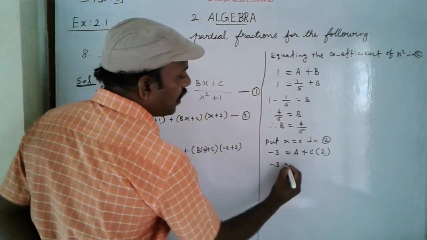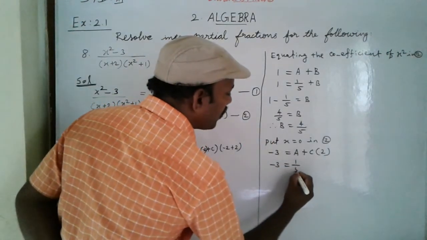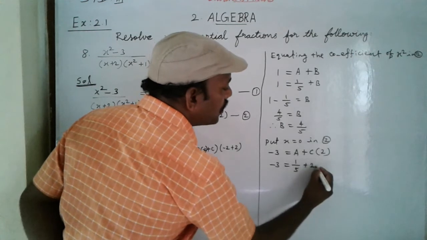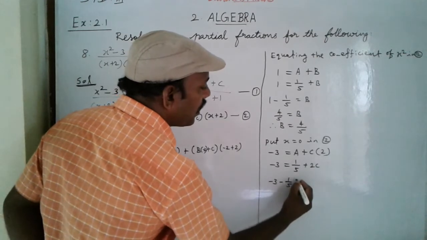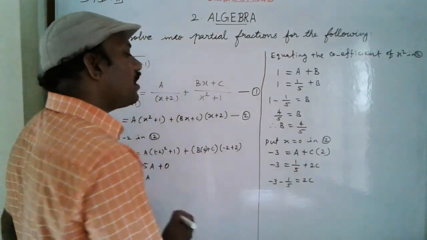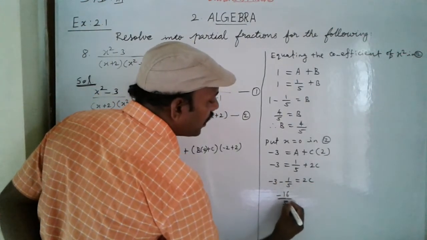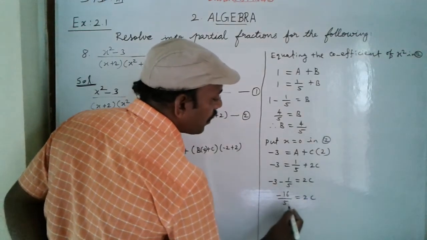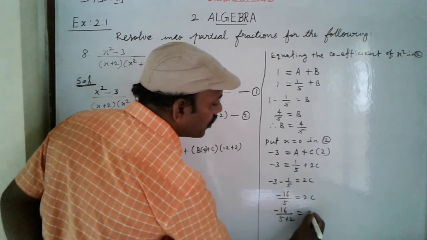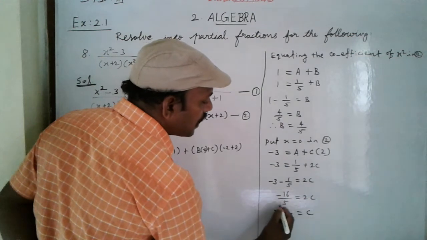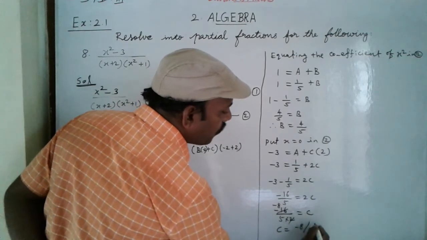So −3 equals A value, already we know 1 by 5, 1/5 plus 2 into C is 2C. 1/5 we take to the left: −3 minus 1/5 equals 2C. 3 fives are 15, −15 minus 1 is −16 divided by 5 equals 2C. So 2 we take to the left: −16/5 divided by 2 equals C. 2 and 16 cancel, minus 8. Therefore C equals −8 divided by 5.